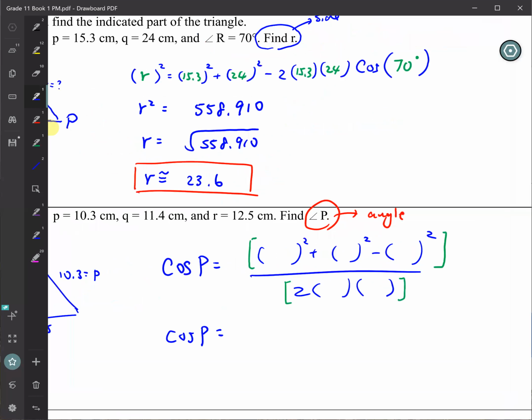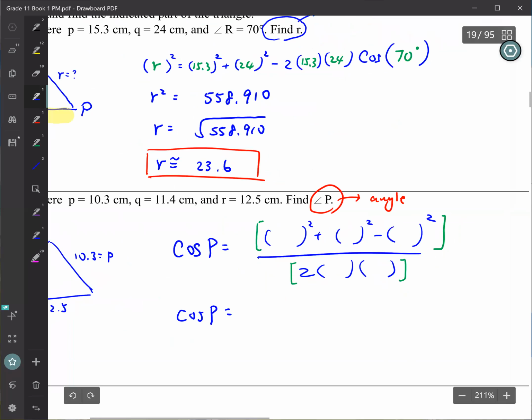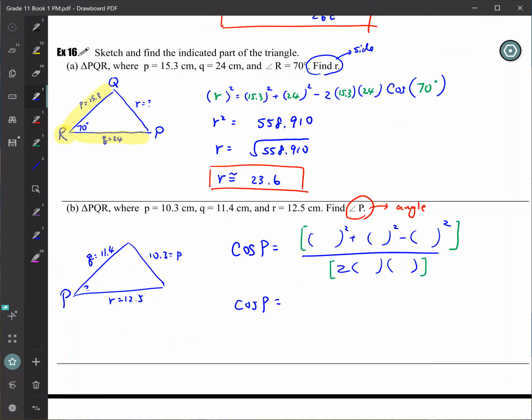So Harry, can you tell us what number goes into the brackets? Let's start with the top. 11.4. The top number, 11.4, yeah, and then? 12.5. 4.5. 10.3. Yeah. Now 11.4. 12.5. Okay, thank you.